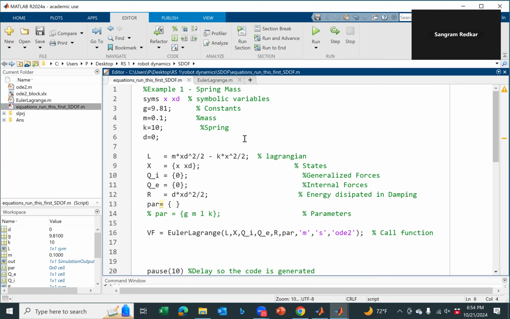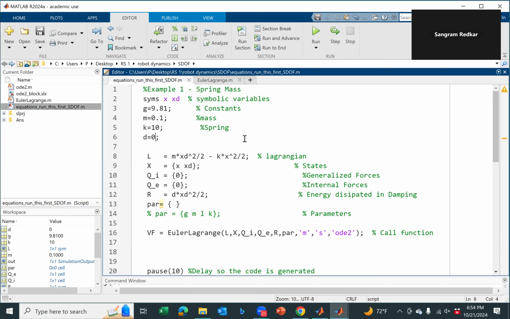So I'm trying to solve the spring mass problem using the Euler-Lagrange approach, but I want to kill all the birds in one shot. So what I want to do is derive the differential equation of motion, solve the differential equation of motion, and plot the solution of the differential equation of motion. Everyone understood this?